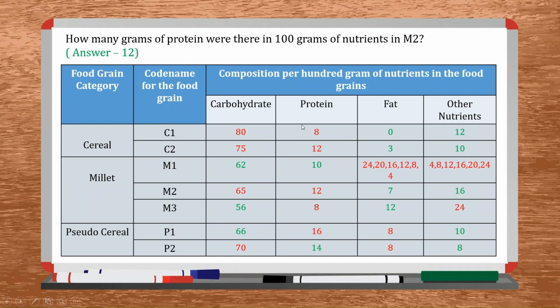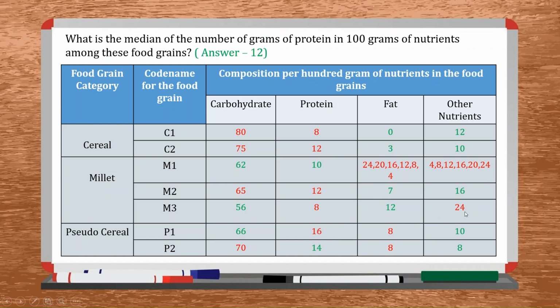Next we have: how many grams of protein are present in 100 grams of M2? The content of protein per 100 grams in M2 is 12 grams, as we can see. Next is: how many grams of other nutrients are present in M3? In M3 we have 24 grams of other nutrients. That also is a single option that we could find.